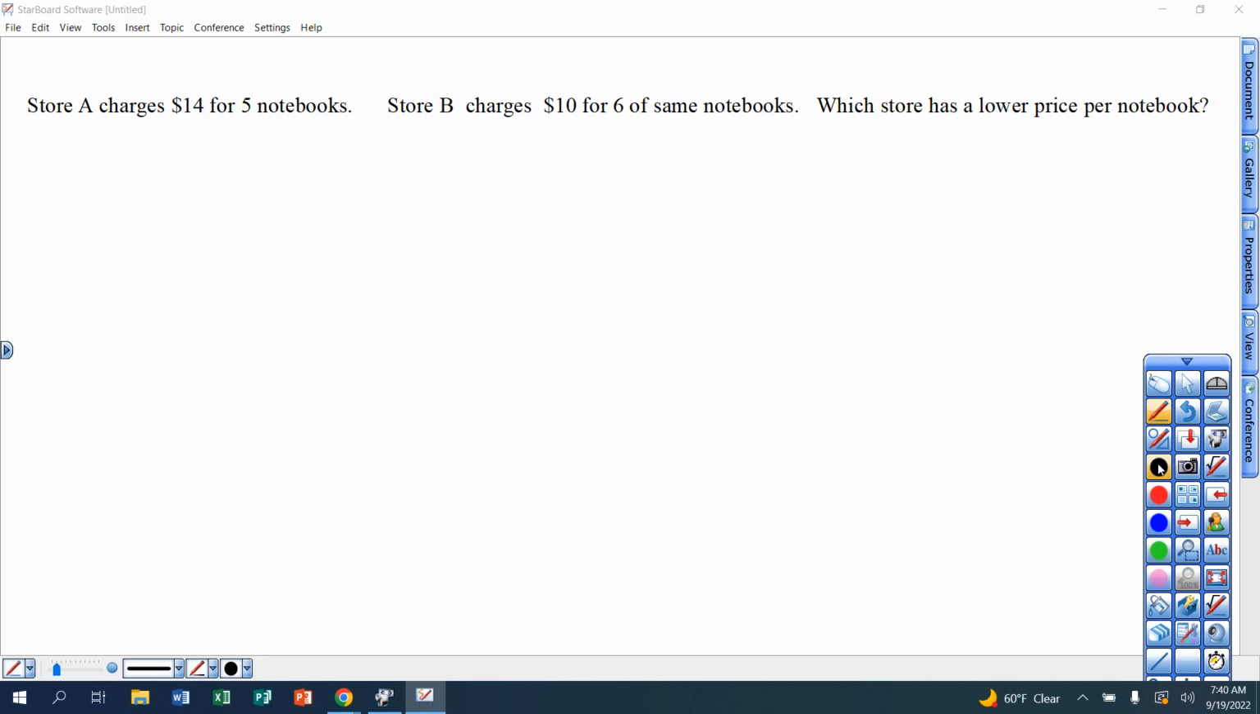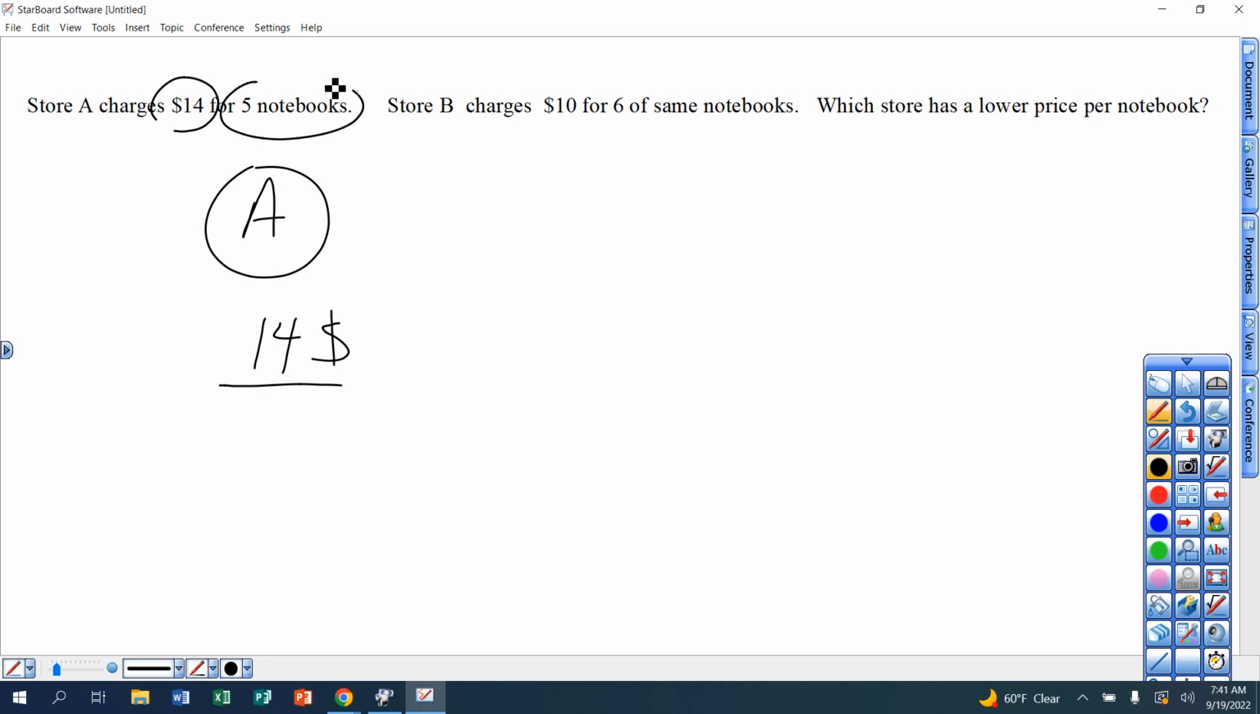So here we go. This says store A. Store A charges $14 for 5 notebooks. So again, what you write first, that's listed first. $14. It's going to be a unit rate written as a fraction to 5 notebooks. What I do to find the unit rate, because unit rate lets me compare stuff easier: 14 divided by 5 gives me 2.8, but I don't just leave that as $2.8 for every 1 notebook.